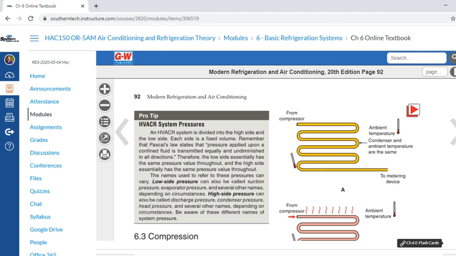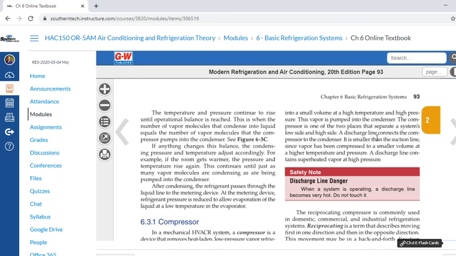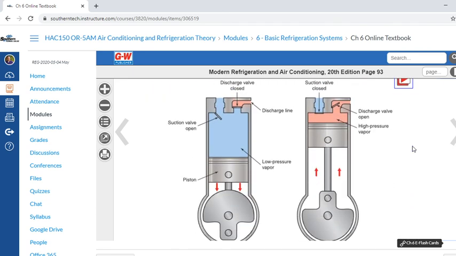And on page 93, you have the compressor diagram. The compressor, in this picture, is a piston. They're mainly in refrigeration units right now. They're a little bit different. Most air conditioning systems are using the scroll compressor, which looks different, but they do the same job.